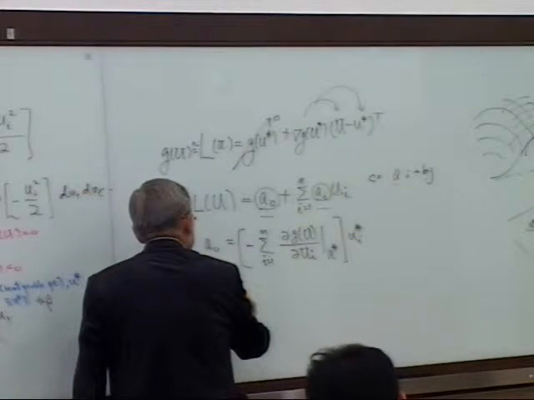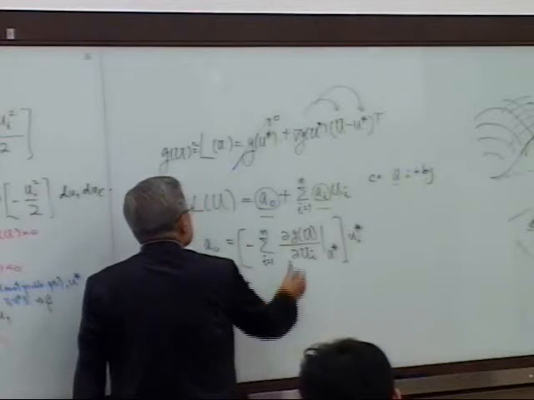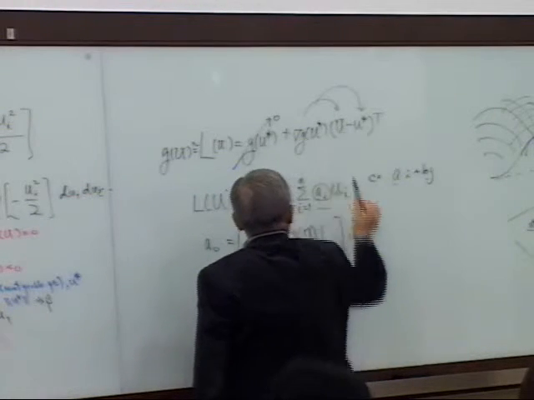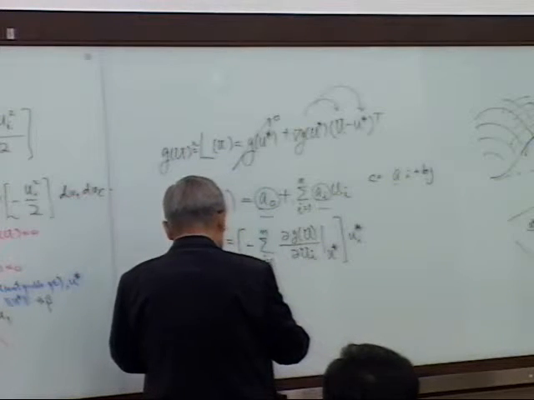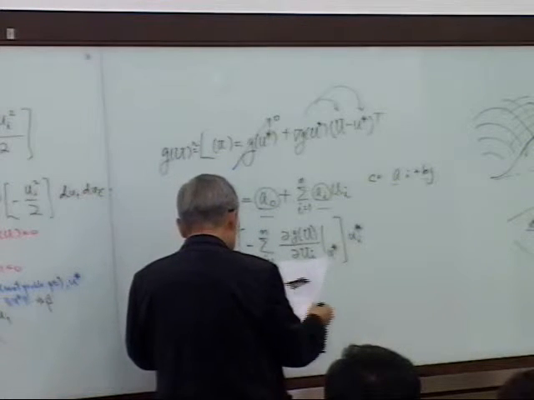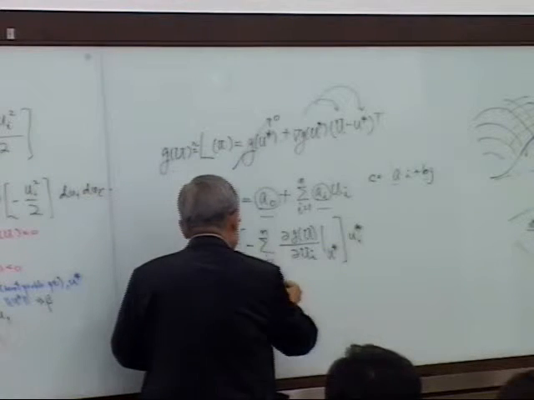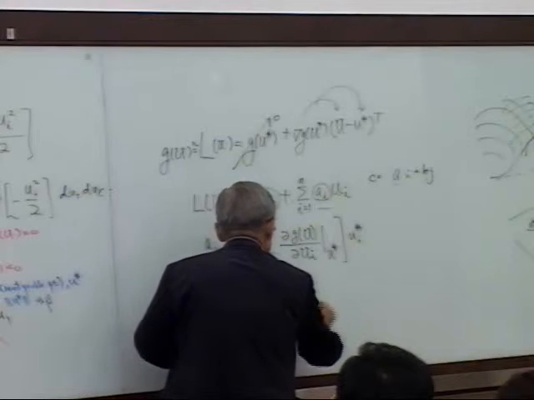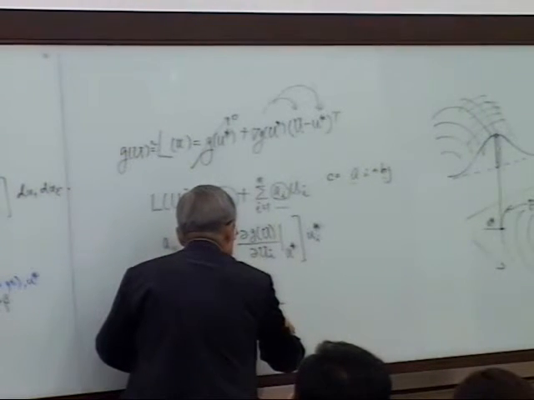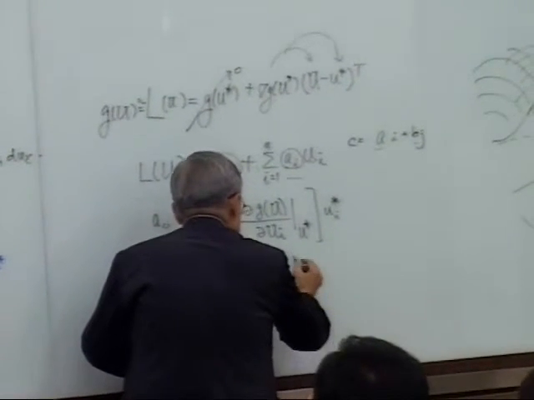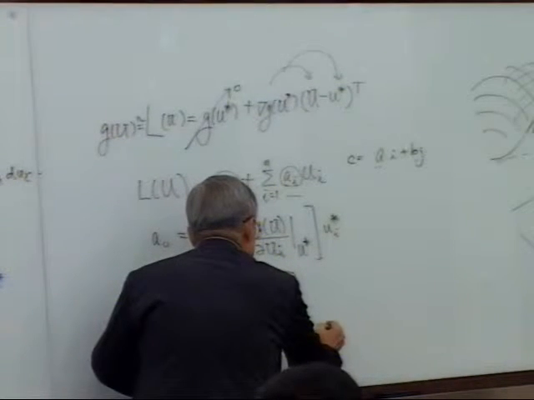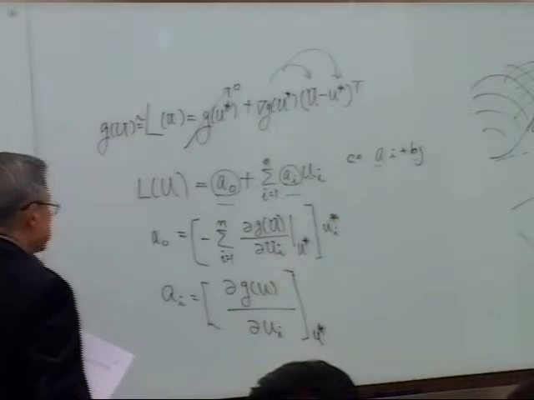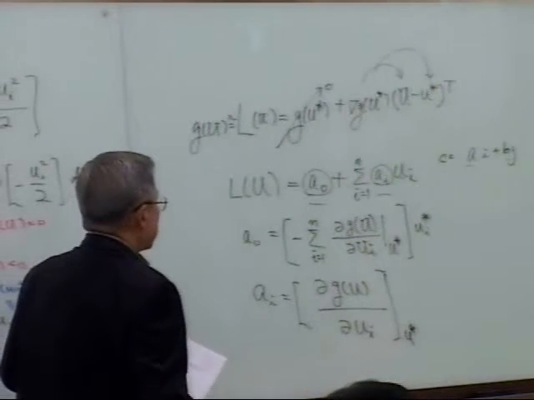And Ai is multiplication of this guy to that guy, U. So if you do that, Ai is del G(U) del Ui evaluated at U star. That's it. That's Ai.